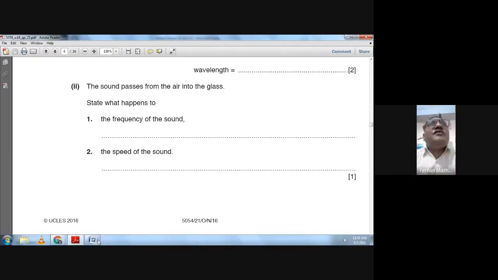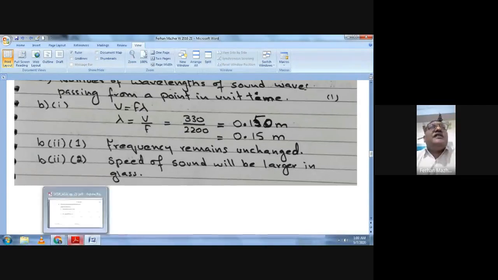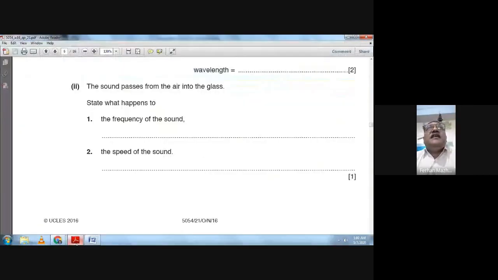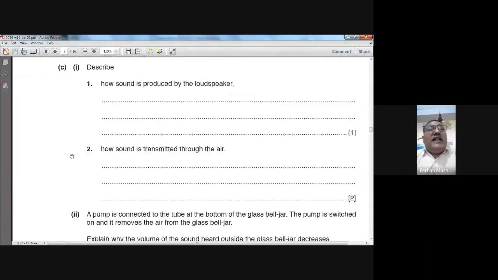I have written the answer also. Frequency remains unchanged. Speed of the sound will be larger in glass. Okay, remember its sound and its behavior. It behaves differently than the light rays. Okay, so then we have C part.